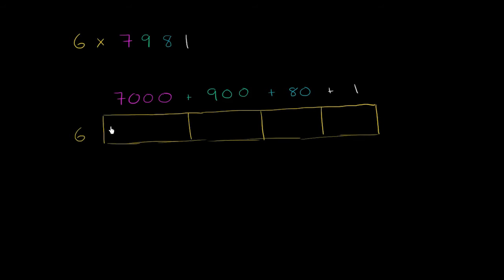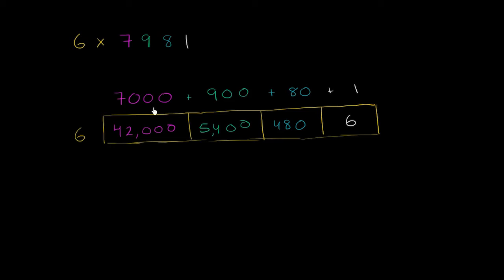Well, 6 times 7 is 42. So 6 times 7,000 is 42,000. 6 times 900, well, once again, 6 times 9 is 54. So 6 times 900 is 5,400. 6 times 80, well, 80 is 8 tens. So 6 times 8 is 48. But since it's 6 times 80, or 8 tens, this is going to be 48 tens, or 480. And then finally, 6 times 1, of course, is equal to 6.